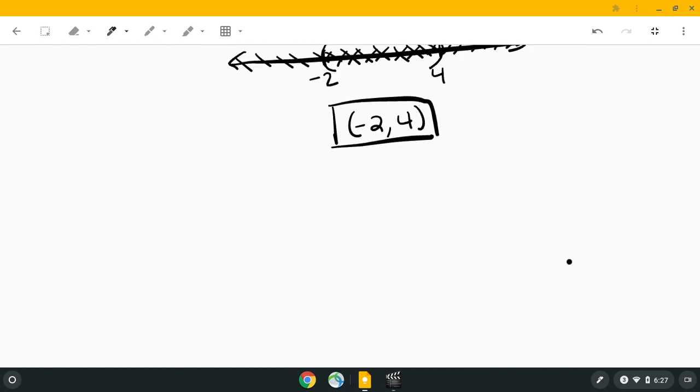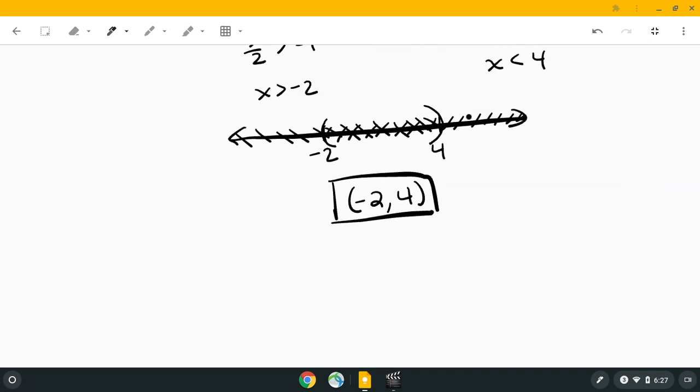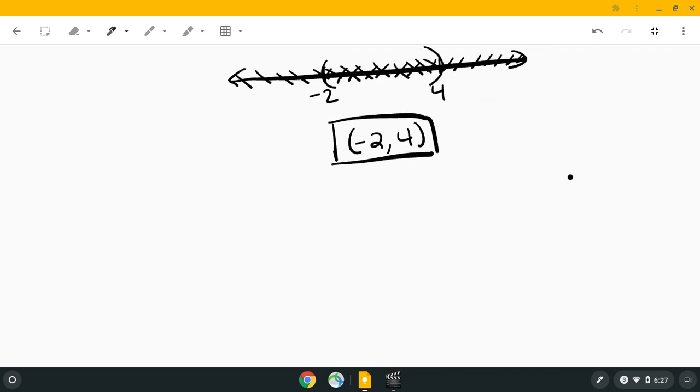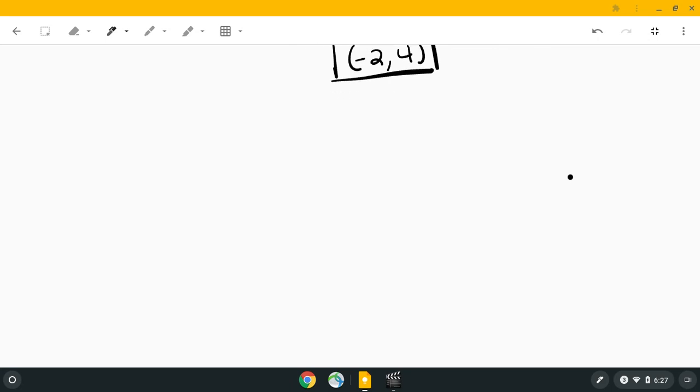Okay. If this said or, we're taking everything all together and we see that's the entire number line, except at negative 2 and 4. Okay? Because remember, parentheses means negative 2 and 4 are not included. Okay, let's take a look at this one.